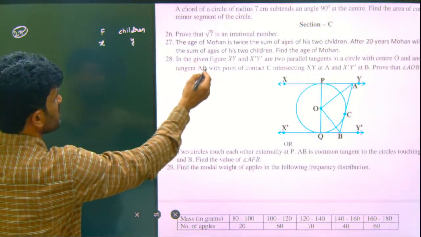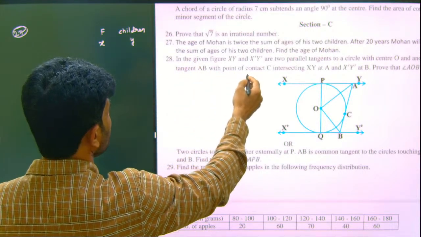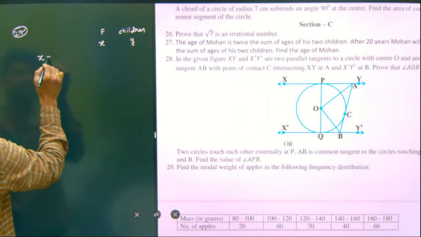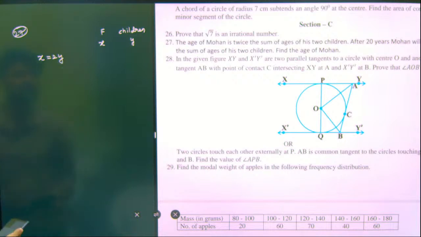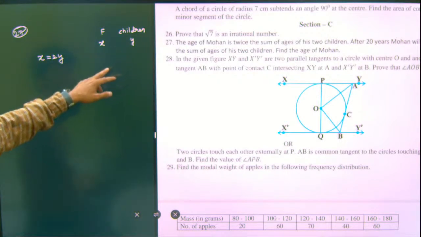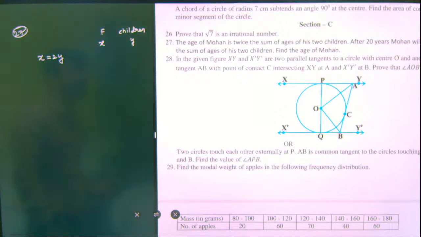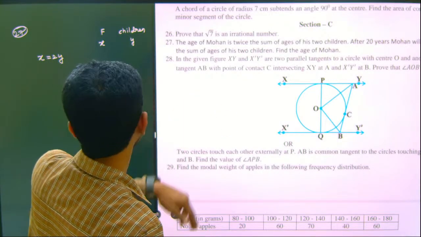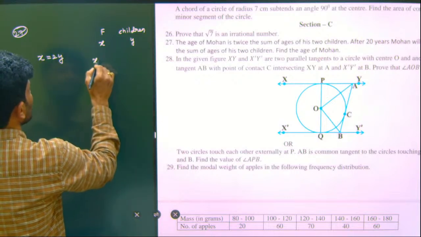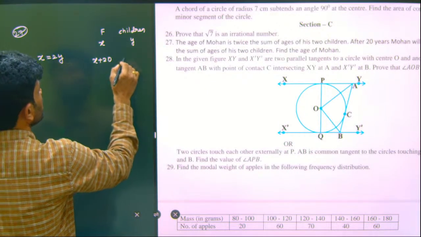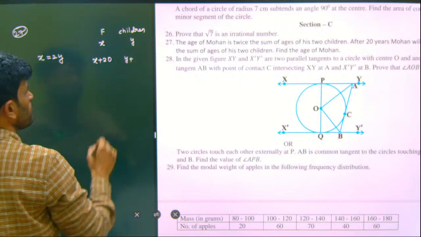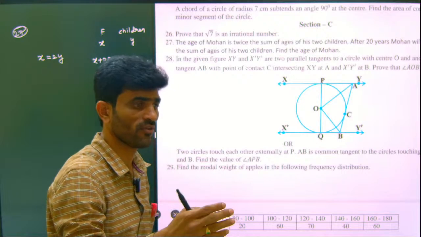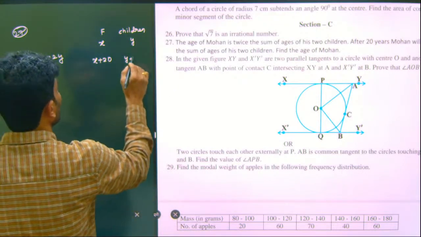Then according to the first information, the age of Mohan is twice the sum of ages of two children. Then here the first equation will be x is equal to 2y. Sum of ages of two children is y and father's age is x. x is equal to 2 times y. First one. And the second, after 20 years, father's age will be x plus 20, but the children's ages will be, because there are two children, the 20 will be added to both the first and second. For both 20 will be added, total 40 will be added.